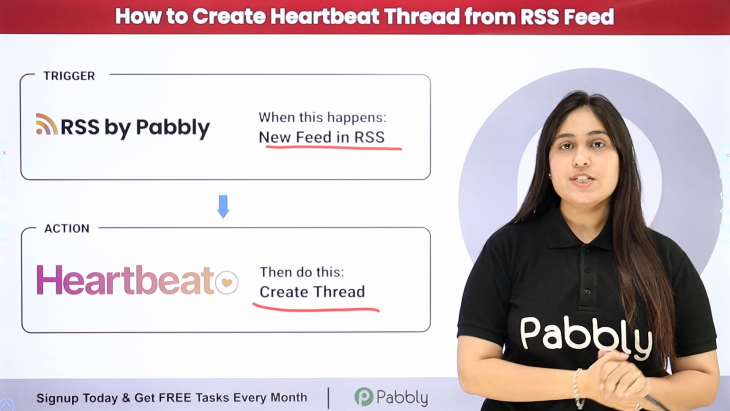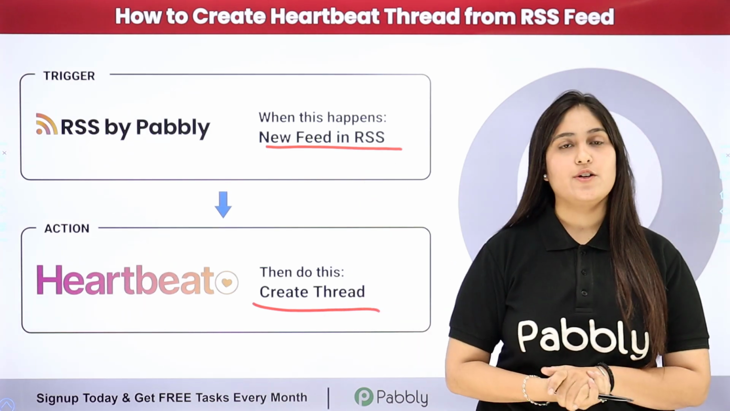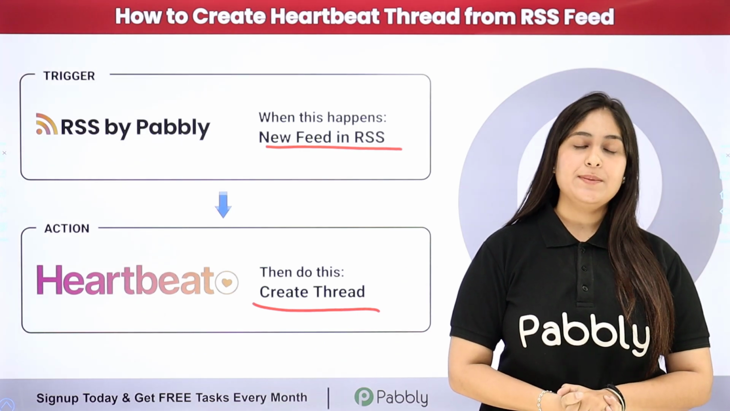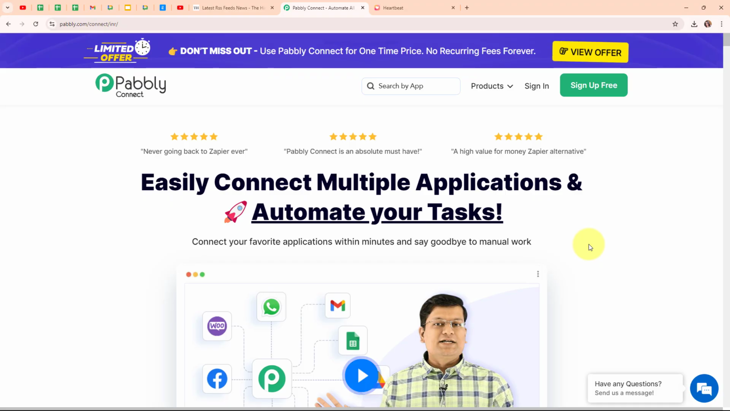So to build this connection, I need to connect these applications using an automation software named Pabbly Connect. To learn this process step by step, let me take you to my screen. Welcome to my screen. In this video, we are going to understand how to create a Heartbeat thread from an RSS feed.